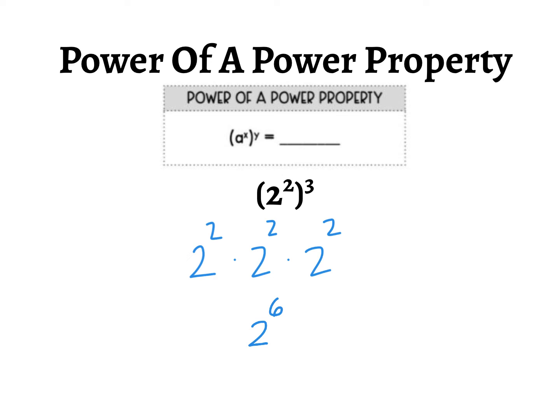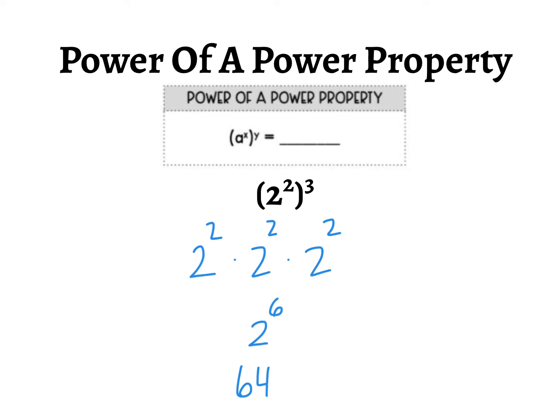Now, 2 to the 6th power actually equals a number, right? So I can simplify further. 2 times 2 times 2 times 2 times 2 times 2, which gives me a total of 64. Right? So if you're just dealing with numbers and no variables, it's just going to equal another number. But like I said earlier, let's break down what actually happened.